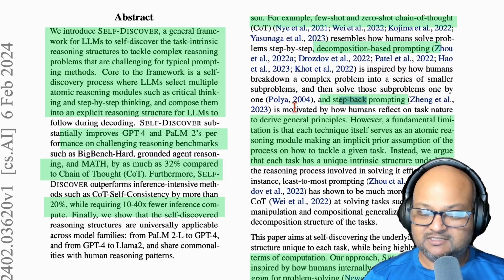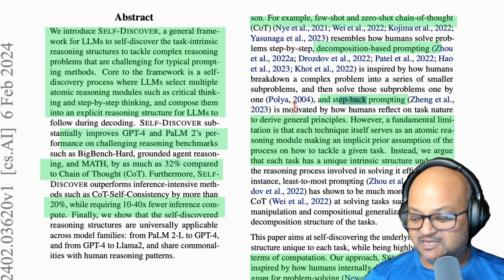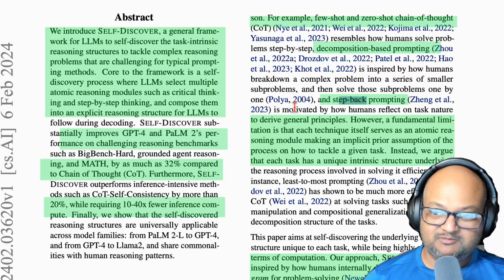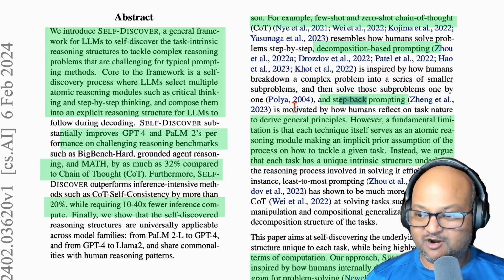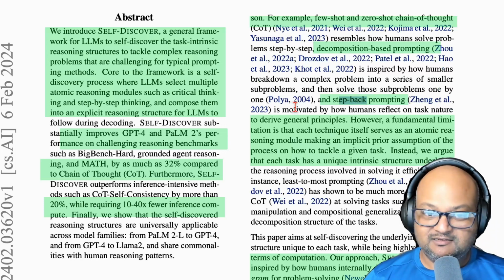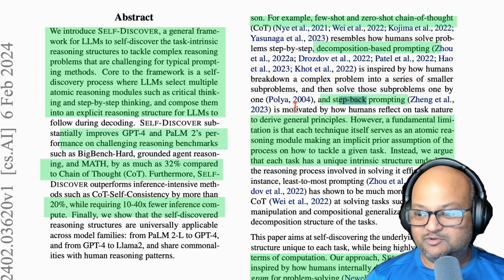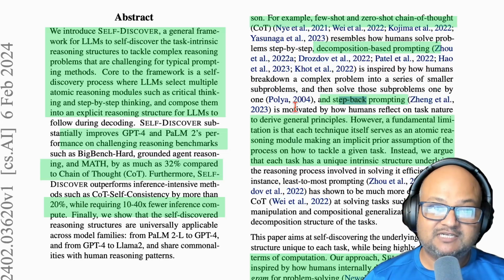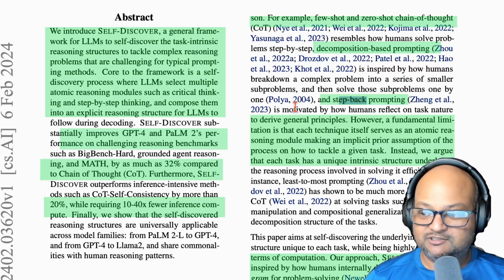The problem though is they're each best suited to a specific type of problem. And before you even try to solve a problem, you have to first think about what kind of prompting strategy to apply to solve it. And that is the problem that this paper tries to solve. It adds one more layer of indirection on top of all these prompting strategies by first asking the LLM to introspect and choose the most suitable prompting strategy for a given problem class, and then use that.